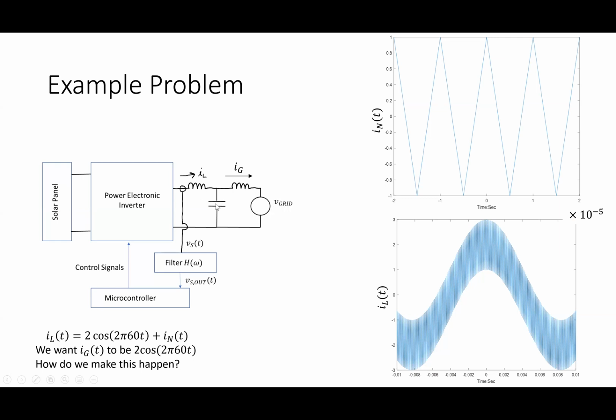And I have an LCL. This is a filter. What order filter is this? Third order. Two inductors, one capacitor. And if I look at the current that comes out of this thing, IL of t, it looks like this.